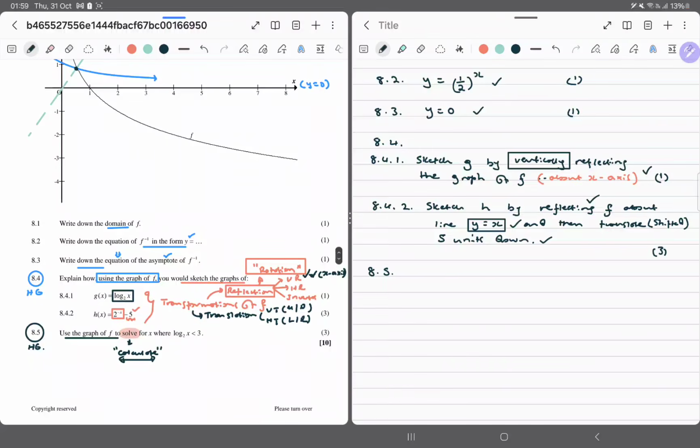So what are we doing here? We want to use the graph of f to solve, meaning some form of a calculation, to solve for x, where this graph is essentially less than 0. But now what is this graph? Can you see this is the same graph as that one? So what is that graph? We explained this, that this is a vertical reflection of our original function.